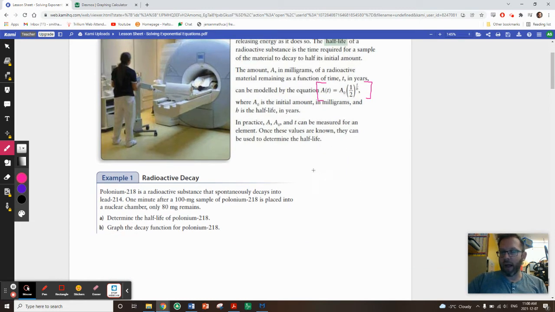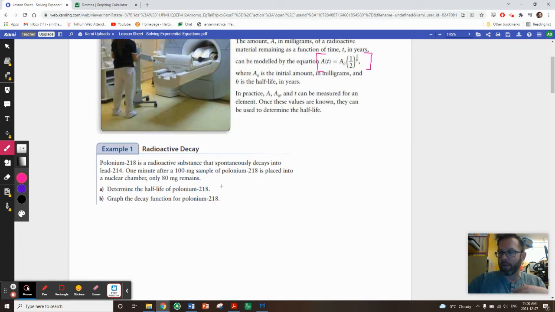So let's actually look at an example. This is kind of a typical question you might see in the grade 11 course, except in the grade 11 course, you guys didn't have these tools for solving exponential equations. You would have had to use systematic trial and error. But now we do have tools to go at these again, so let's do it.